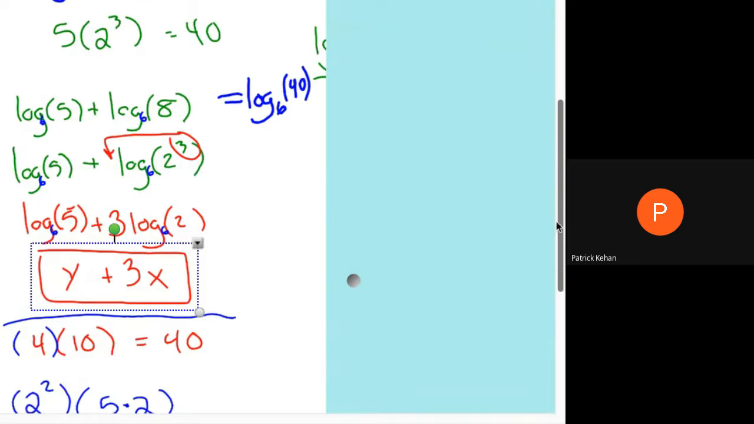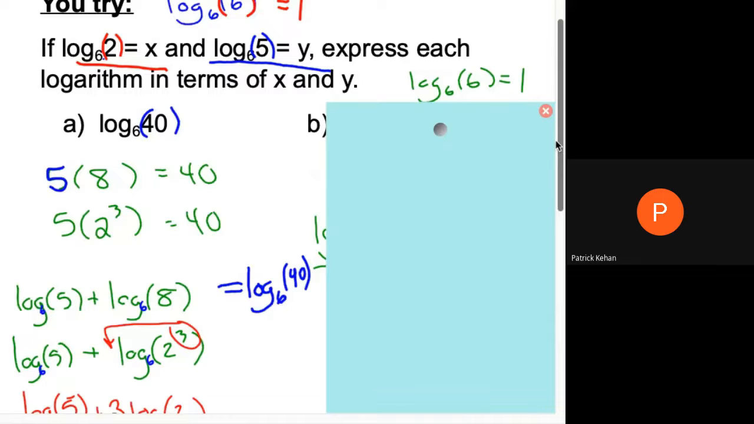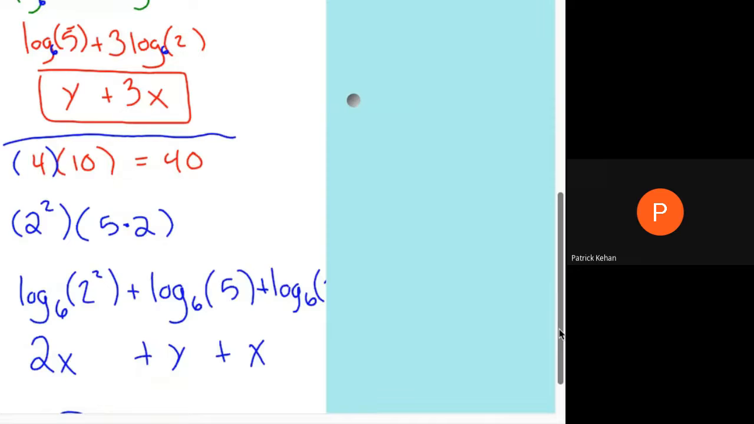10 is not in our original list, right? We only have 5 and 2 right here. And remember, we can still use 6, the one we introduced, because we know the value of log base 6 of 6. But let's say we viewed it as 2 times or 4 times 10, right? Neither one of those is helpful until we start factoring 4 and 10 independently.